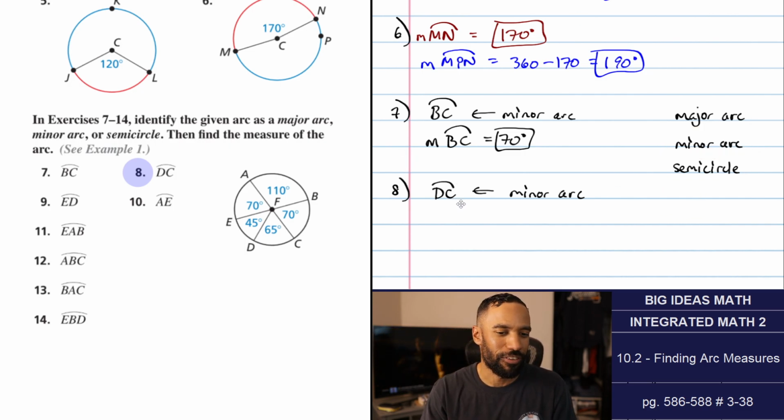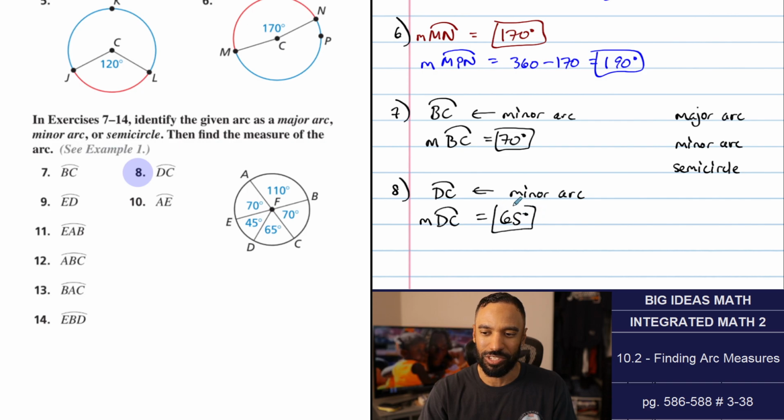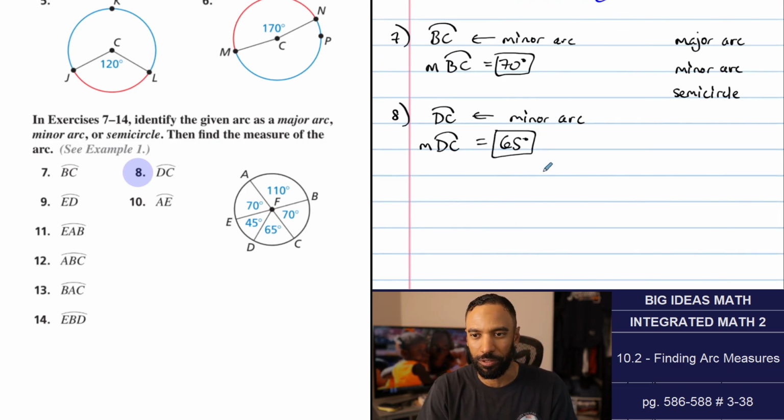All right, minor arc for DC. Its measure, the measure of arc DC looks like it'll be 65 degrees because its central angle is 65 degrees.